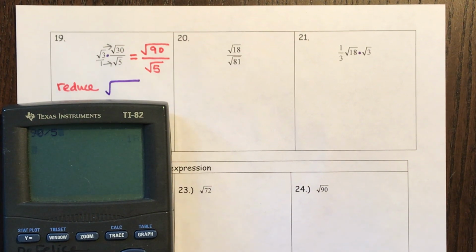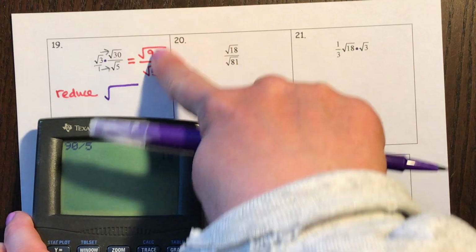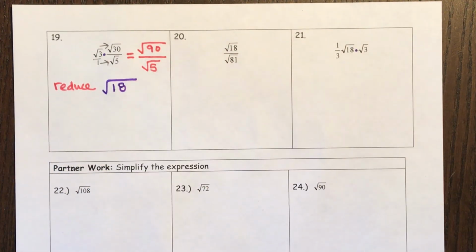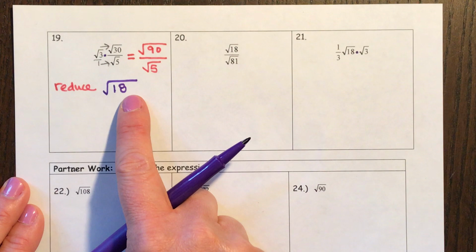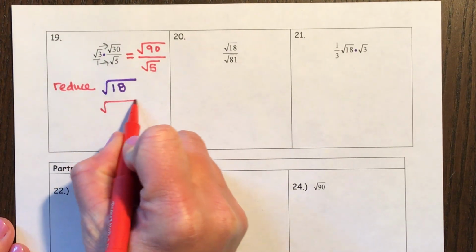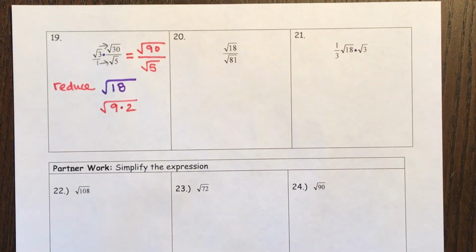90 divided by 5. I got 18. So again, because they're both under the radical, I can do that. So I have the square root of 18. The square root I didn't address yet, so I'm getting there. Now, the square root of 18, what perfect square goes into 18? The highest perfect square. It is 9 that goes in. That's the highest perfect square.